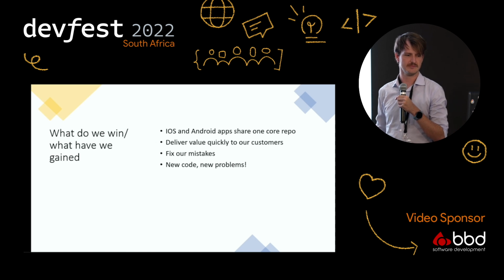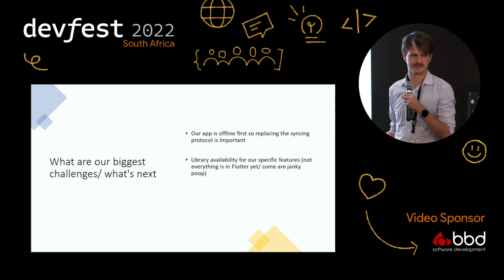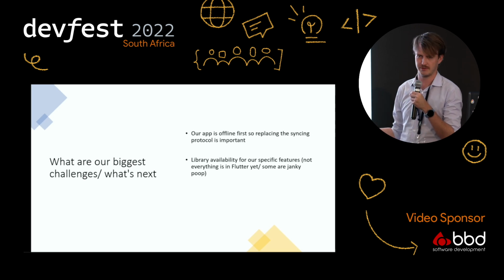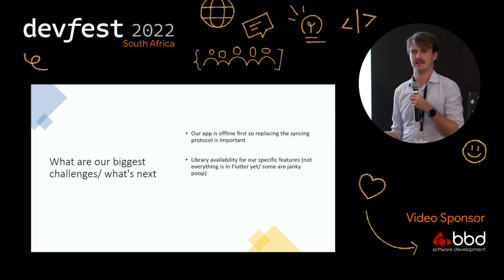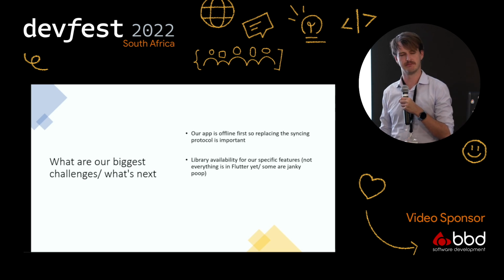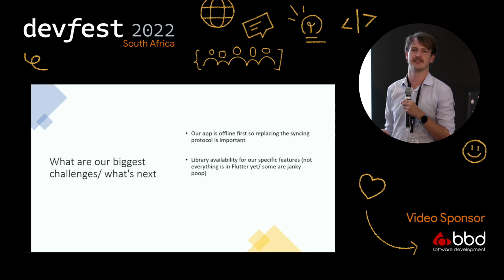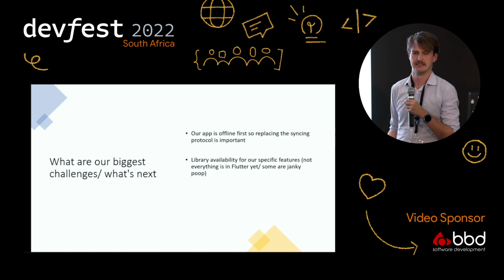And what's next, right? So what do we still need to get right? For us, our biggest challenge at the moment is syncing. We rely on syncing quite heavily because our product needs to work offline, and it's something that we wrote custom into our app 10 years ago.